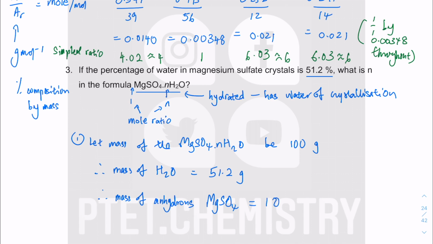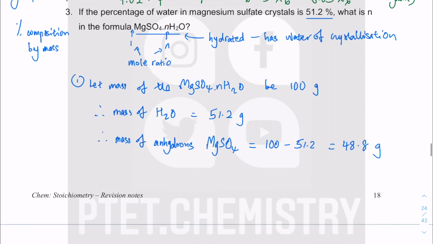The mass is going to be the difference from 100 minus 51.2. Pop that into your calculator and you will get 48.8 gram. So far, I have masses. I have masses of H2O. I have masses of MgSO4.